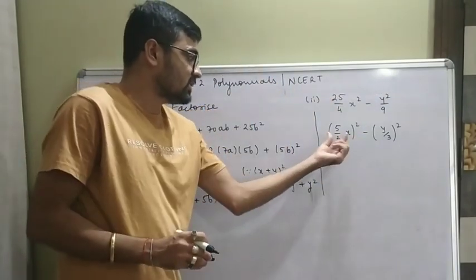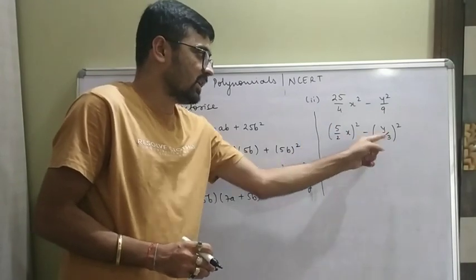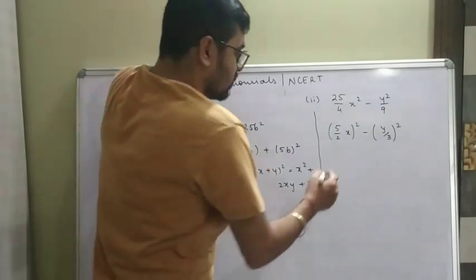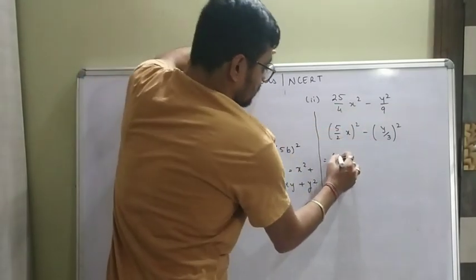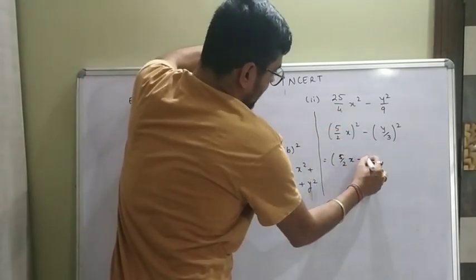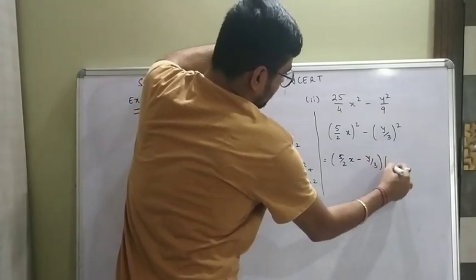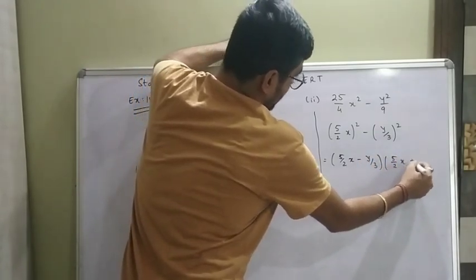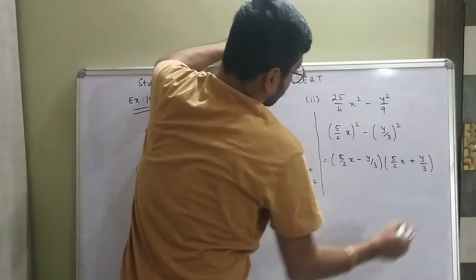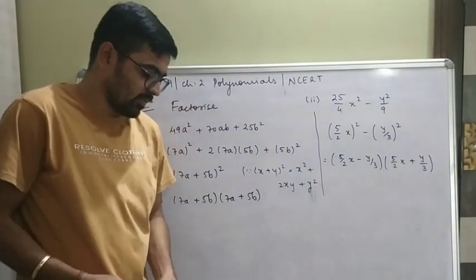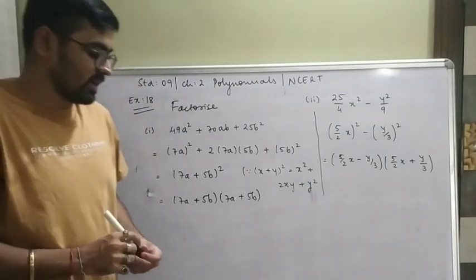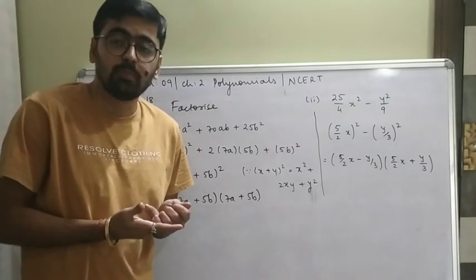Now I am going to consider this whole term as x and this whole as y. So what was the identity? x minus y into x plus y. So it will be 5 by 2x minus y by 3 and 5 by 2x plus y by 3. That is the answer. 5 by 2x minus y by 3 and 5 by 2x plus y by 3.